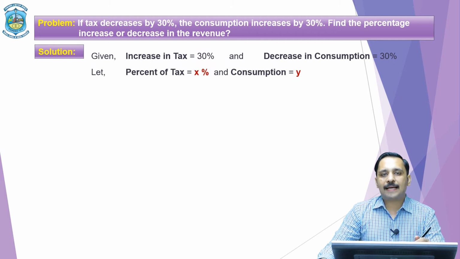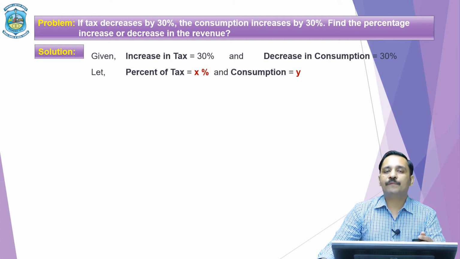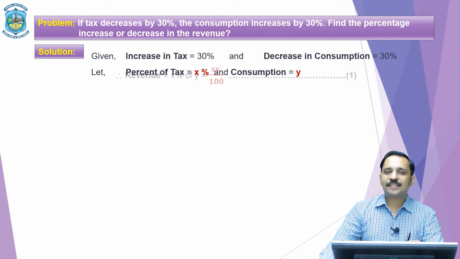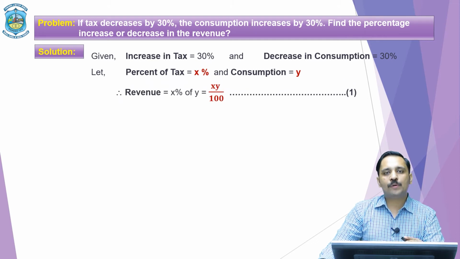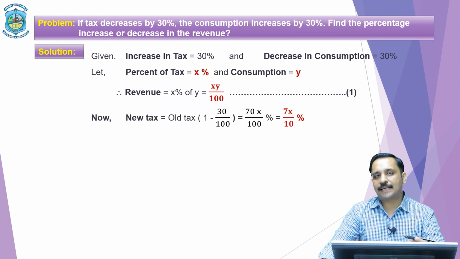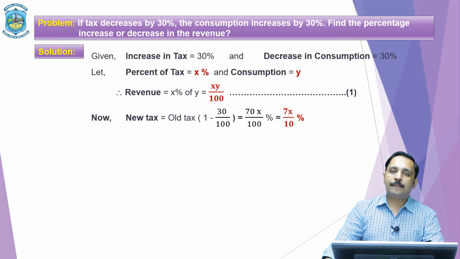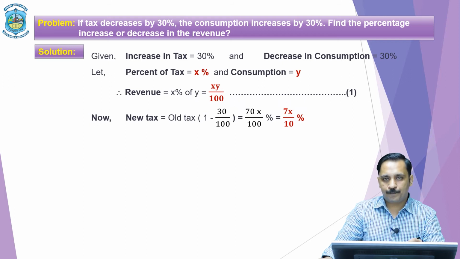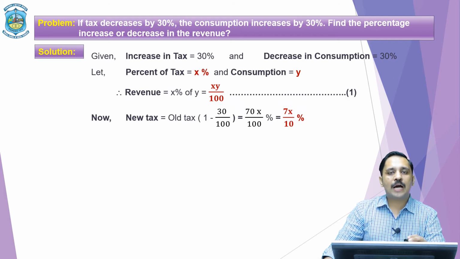Let the tax percent be X and the consumption be Y. Here we have taken two different variables because we have two different quantities to calculate. So we have taken X for the tax and Y for the consumption. Therefore, the revenue is X percent of Y, which is equal to XY upon 100. Let us mark it as equation number 1. Now the new tax is equal to the old tax multiplied by 1 minus 30 by 100, because there is a decrement in the tax, which is equal to 70x upon 100, or 7x upon 10.